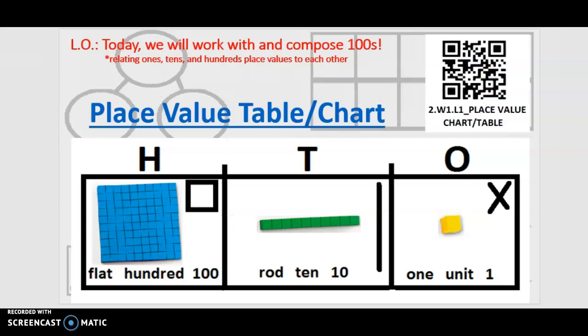Alright class, in your journal, I want you to make this place value chart. The ones, the tens, the hundreds. Draw these rectangles right here, and then pause. When you have that ready, come back to me.